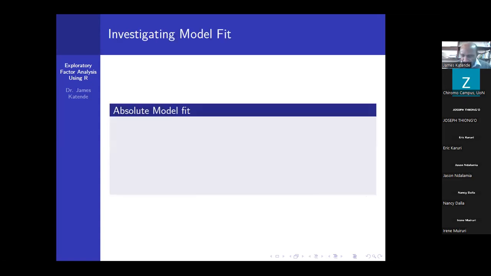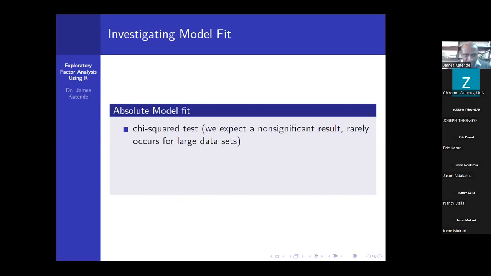So we can check the model fits using a number of tests. So there's a chi-squared test. These are absolute fit models, so it tells you whether your model is actually okay, not in comparison with any other model. The chi-squared test is not very useful for large data sets, because it depends on the sample size, and it will not give a non-significant result, which is what we expect. So this may not be very good for large data sets.